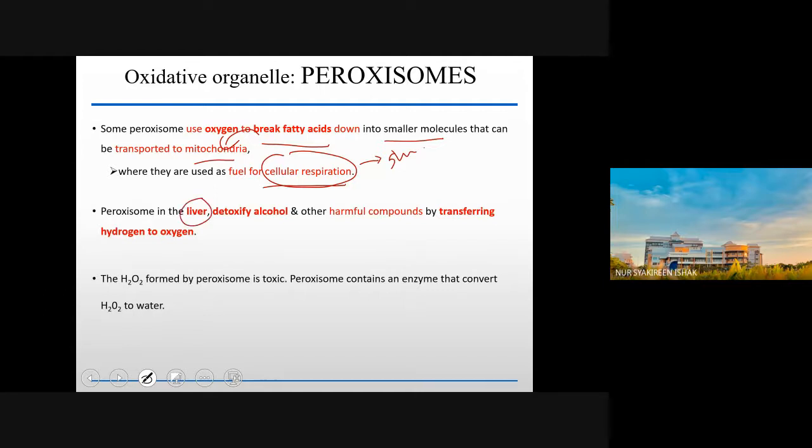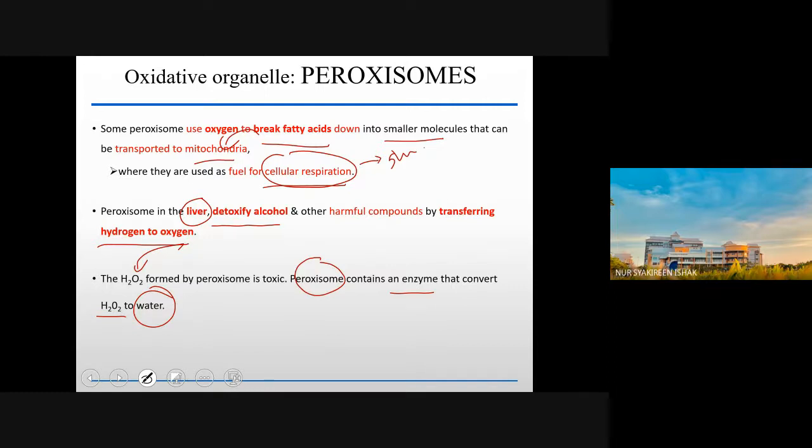peroxisomes that are found in the liver, the function of it is to detoxify alcohol and other harmful compounds by transferring hydrogen to oxygen. Okay, this produces hydrogen peroxide, which is toxic. But the enzyme within the peroxisome will convert the hydrogen peroxide into water. Kan? So asalnya daripada toxic, the enzyme in the peroxisome ambil hydrogen daripada toxic compound, bagi ke oksigen jadi hydrogen peroxide. Another enzyme will convert that hydrogen peroxide into water.